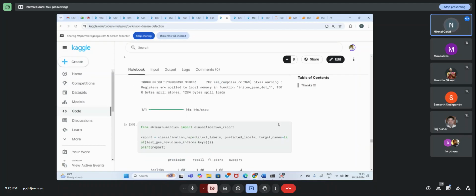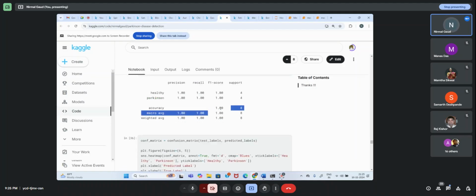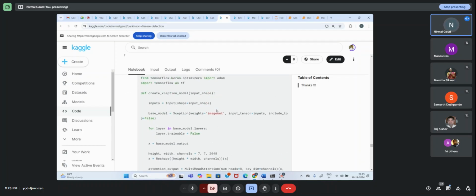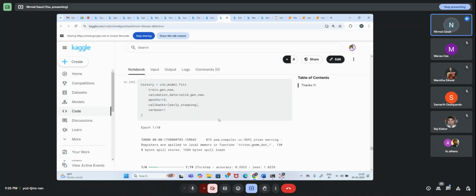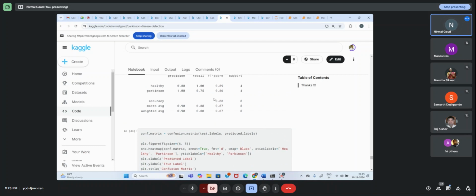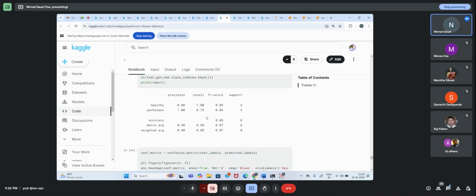for classification. You can see 100% accuracy. Anyways, I'm just skipping this. 100% accuracy is not something we expect, but the data set is small. Inception gave 100% only. Okay, Xception is 88% here. So Inception can be overfitted over small images, but Xception is not overfitted. It is giving 88% accuracy.